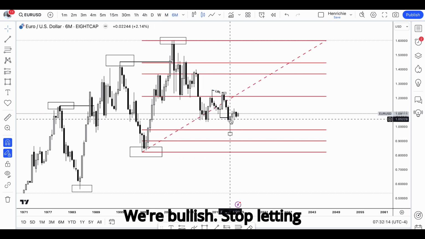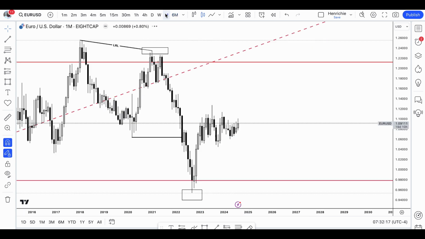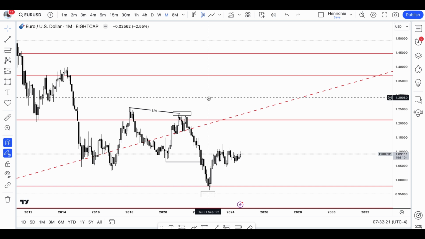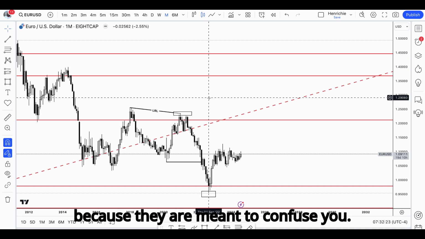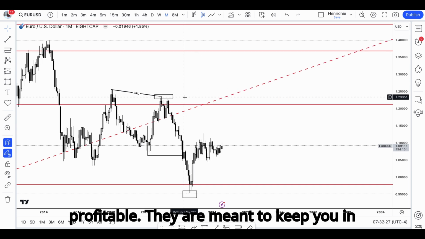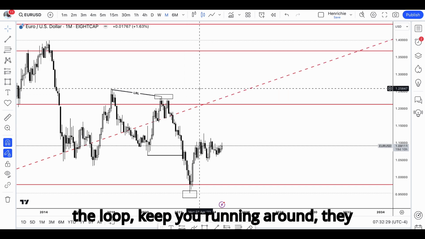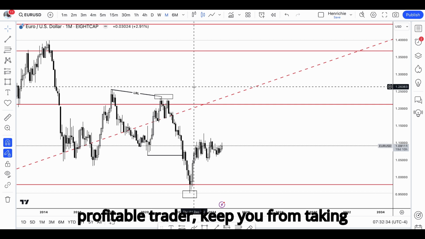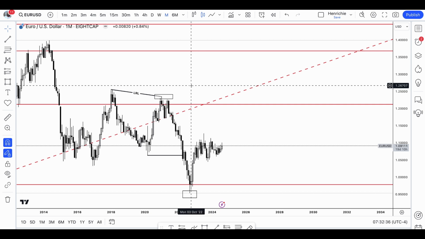We're bullish. Stop letting these other time frames confuse you, because they are meant to confuse you. They are not meant to make you profitable. They are meant to keep you in the loop, keep you running around. They keep you from becoming a profitable trader, keep you from taking good trades.